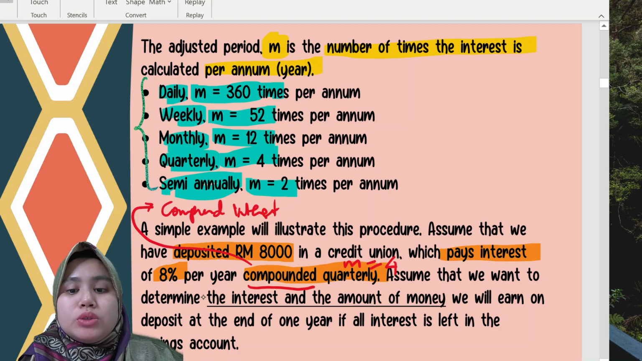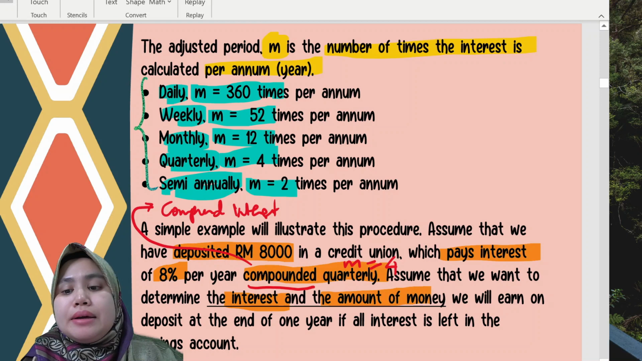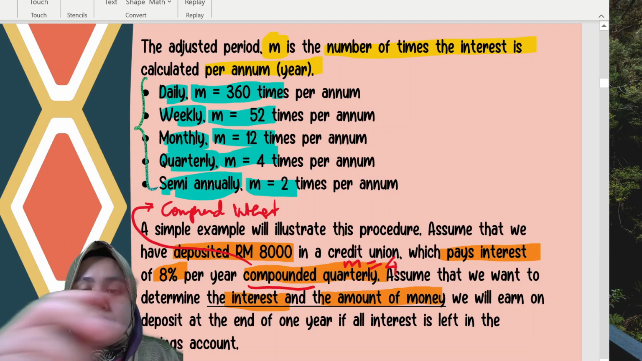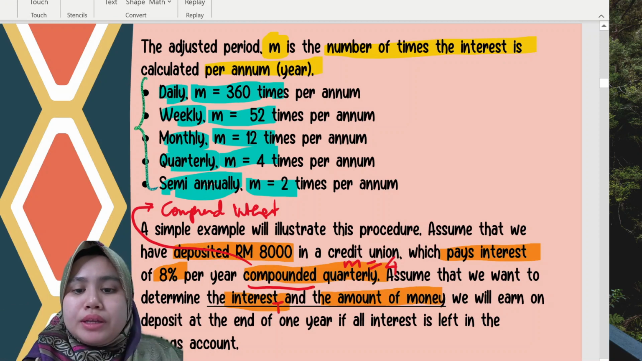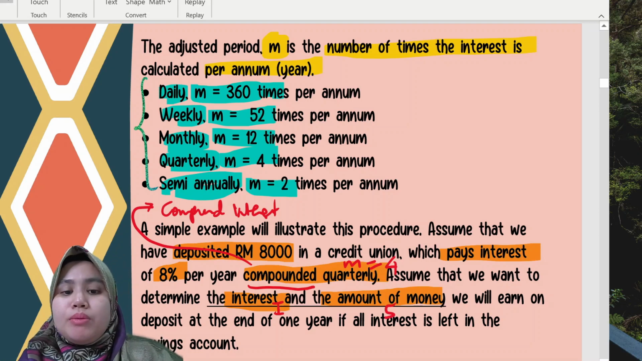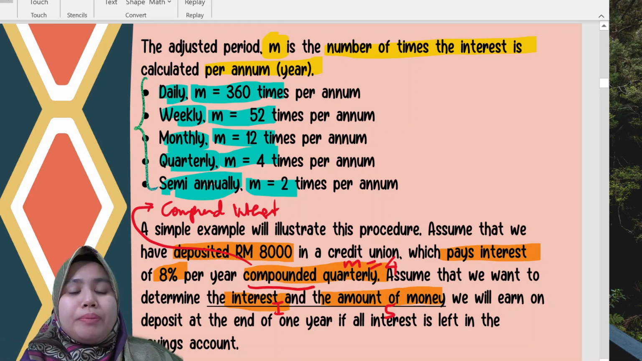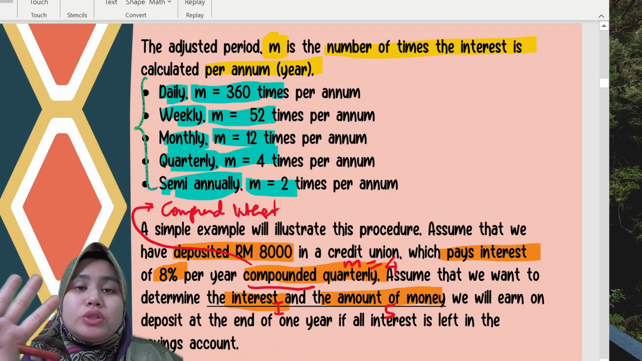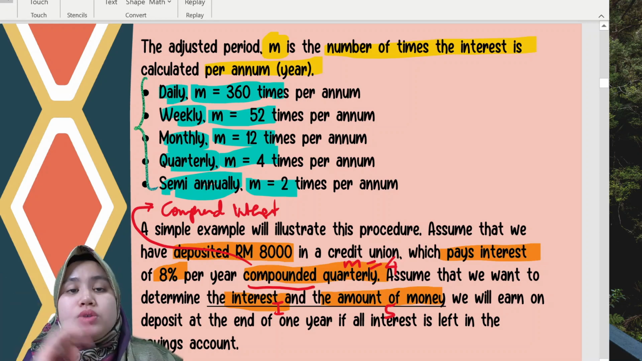Assume that we want to determine the interest and the amount of money. What is interest? Interest is your capital I. Amount of money is your capital S. We will earn on deposit at the end of the year if all interest is left in the savings account. So we are talking about you have 8,000 with the 8% compounded quarterly, that means M equal to 4. So we want to find your interest and amount.